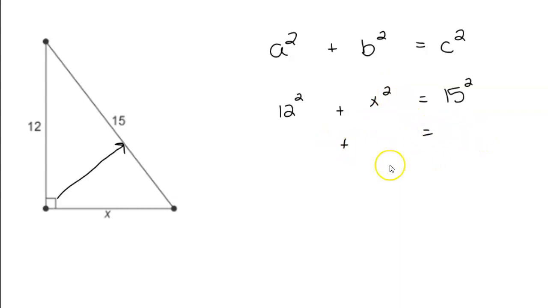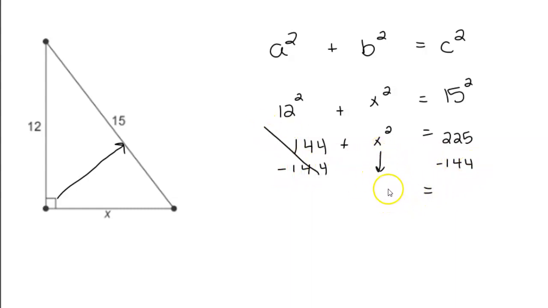All right, so let's go ahead and simplify. We're going to try to get x by itself. 12 times itself is 144. Then we have x squared, and then 15 times itself is 225. And again, you can just type these into your calculator. All right, we need to get rid of this 144 because we're trying to get x by itself. So these will cancel. Bring down x squared. 225 minus 144 is 81. And now we just have this x squared here. So the inverse operation of squaring is to square root. And the square root of 81 is 9.